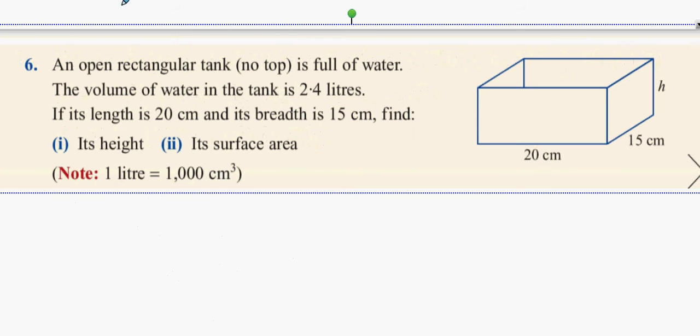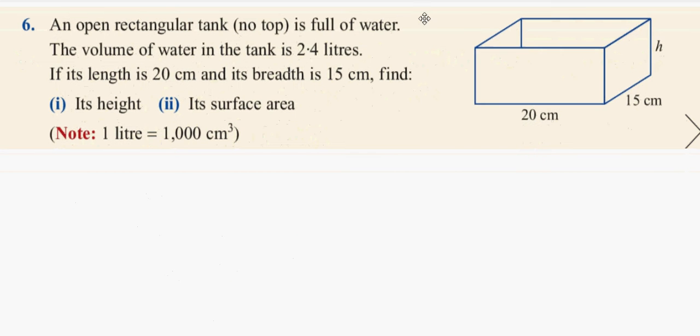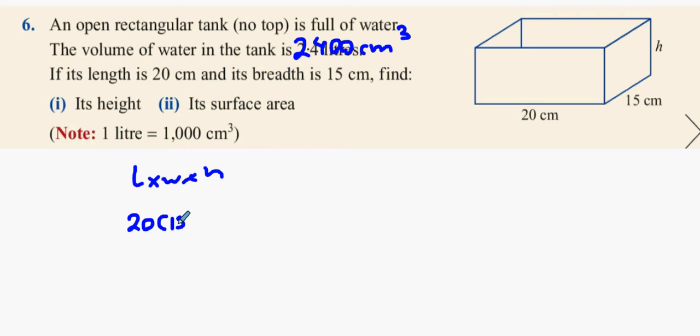Question 6. An open rectangular tank on top is full of water. The volume of water in the tank is 2.4 liters, which is 2,400 centimeters cubed. If the length is 20 and the breadth is 15, find its height. Alright, no bother. So, length by width by height, which is going to be 20 by 15 by h. What's that? 300h equals 2,400. So what's h?